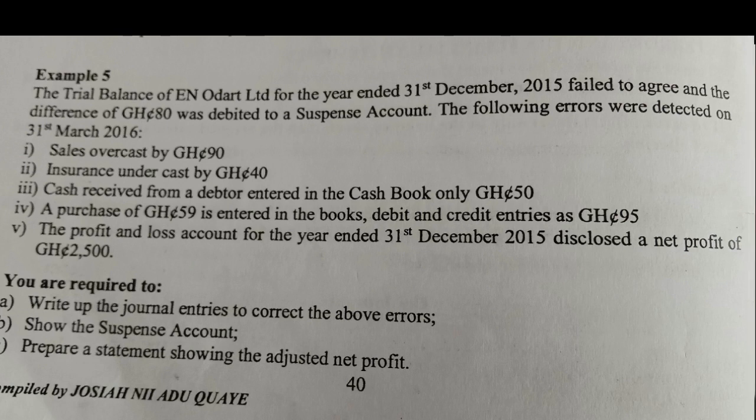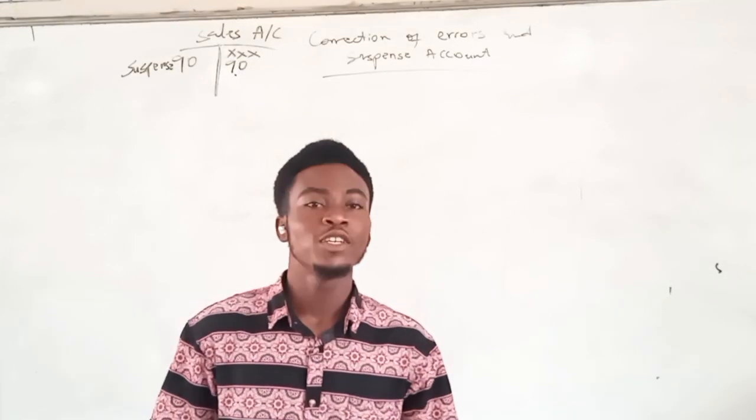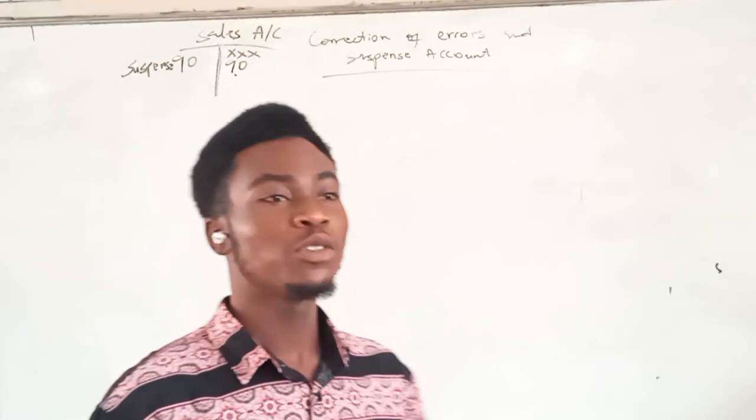So the requirement is you are required to: A. Write out the general entries to correct the above errors. B. Show the suspense account. And C. Prepare a statement showing the adjusted net profit. So first, we are going to deal with the journal entry. You are going to enter the following errors into the journal to correct them. After that, you show the suspense account and prepare a statement showing the adjusted net profit.